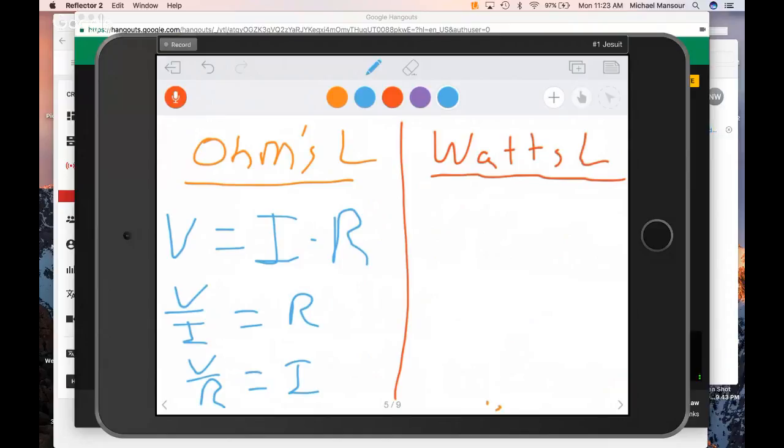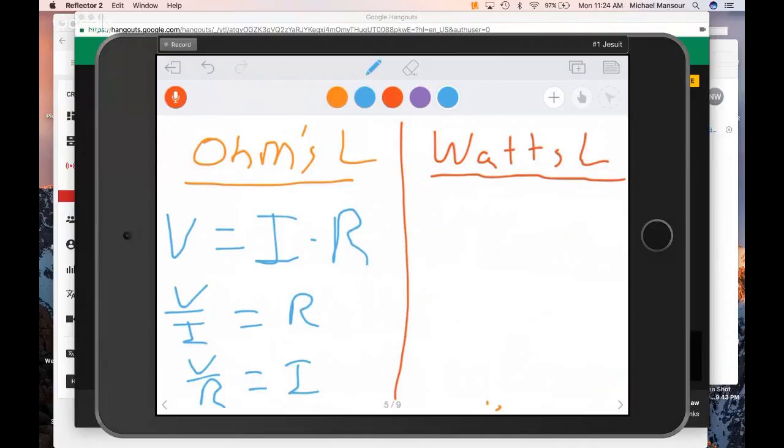So if you have the amps and the resistance, you can figure out the volts. If you have the volts and the amps, you can figure out the resistance. If you have the volts and the resistance, you can figure out the amps. So you're always looking for, what do you have? If you have two of those three, V, I, and R, you can figure out the third missing one for Ohm's law.